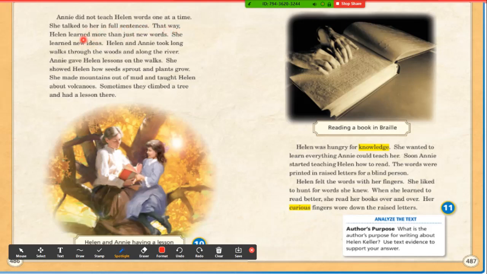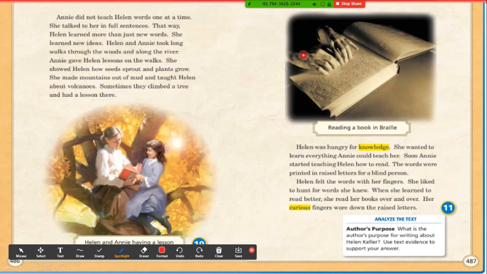That way, Helen learned more than just new words. She learned new ideas. Helen and Annie took long walks through the woods and along the river. Annie gave Helen lessons on the walks. She showed Helen how seeds sprout and plants grow. She made mountains out of mud and taught Helen about volcanoes. Sometimes they climbed a tree and had a lesson there.